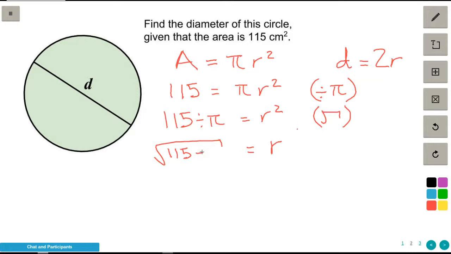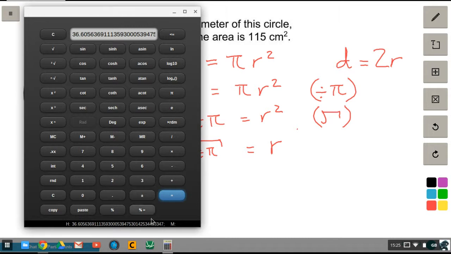Let's just leave it like this for the moment, 115 divided by pi. So I can do that calculation now. Let's pop that in here. So we've already got that number there, so I just need to square root it, and there we go, 6.05, and so on and so forth. I'm going to leave that there for the moment though, because this is still not my answer.